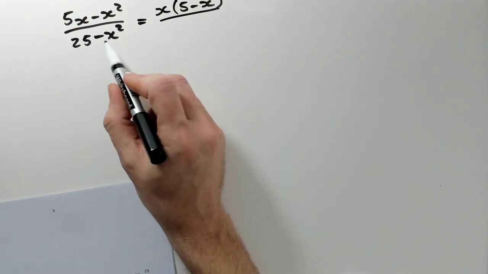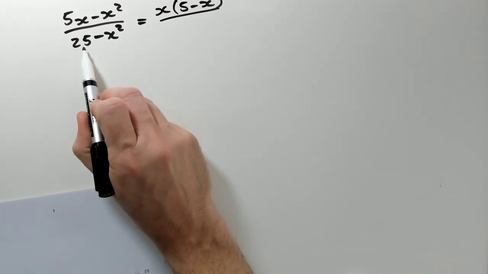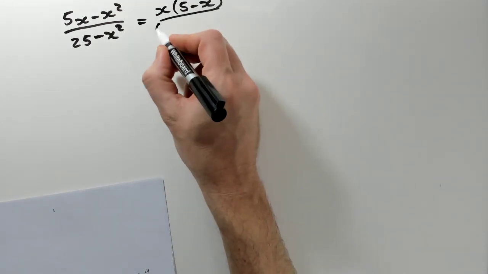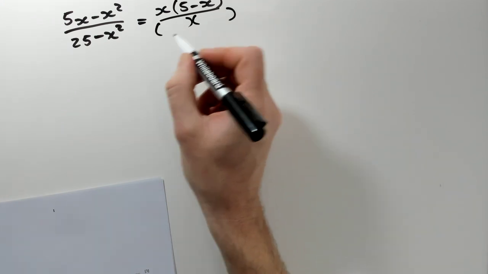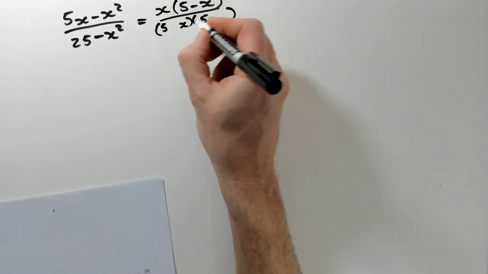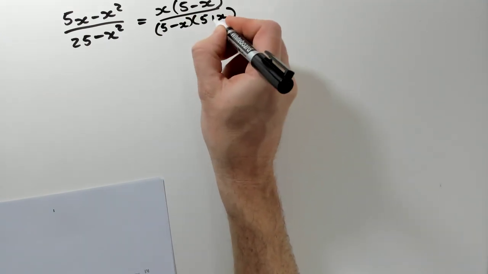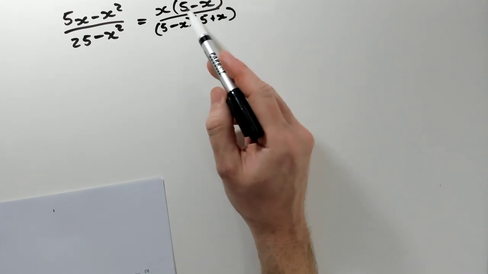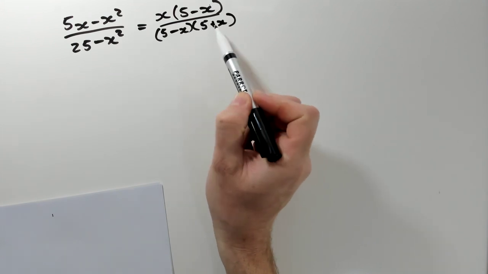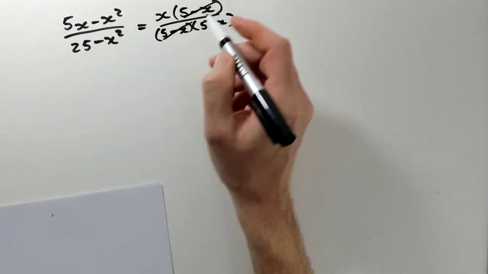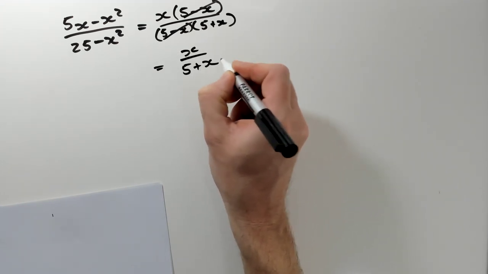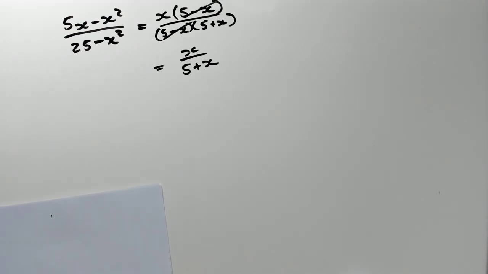And this is a special case. It's a difference of squares. So 25 is a square number, and x squared is obviously a square number. With the difference of squares, I just make my brackets. I take the square root of 25, which is 5, and the square root of x squared, which is x, and just make sure the signs are different. And now I have one term at the top and one term at the bottom, and these can just cancel out. I'm left with x over 5 plus x, and that should be good enough.